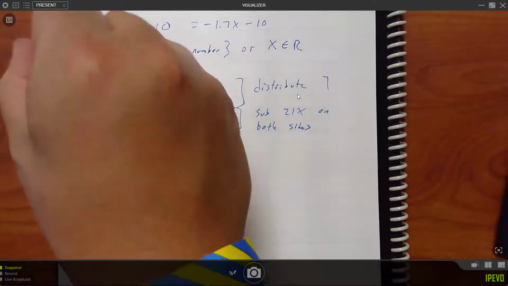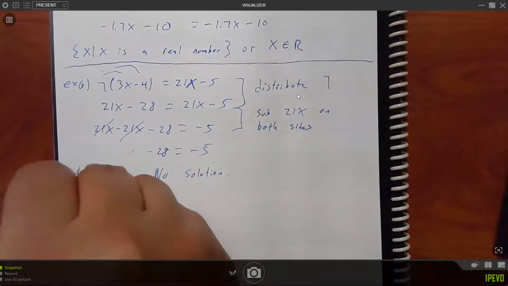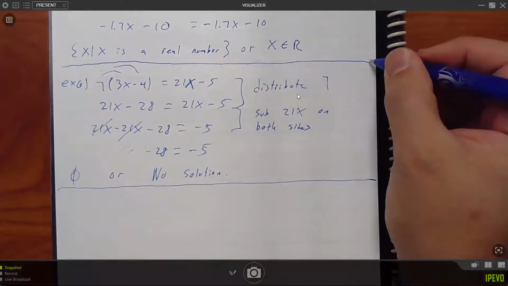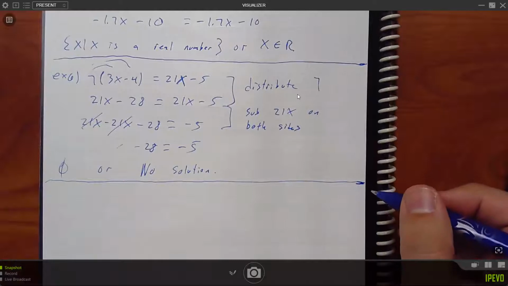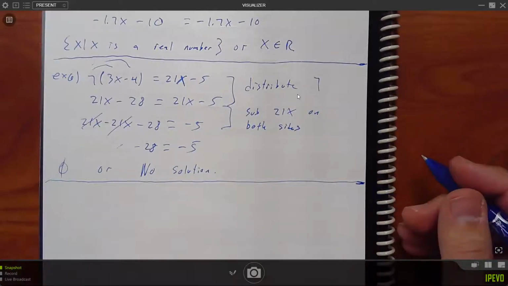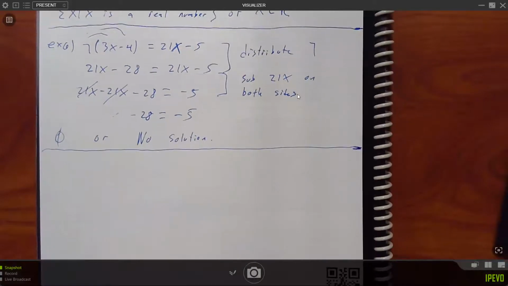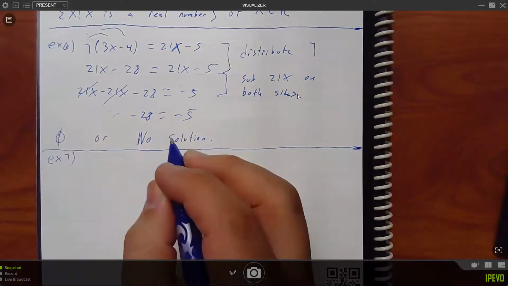Any questions on 5 or 6? So there's not always going to be an answer. Sometimes the answer is any number. Sometimes the answer is no number. No solution. Do one more and then we'll move on to the next section, I guess.